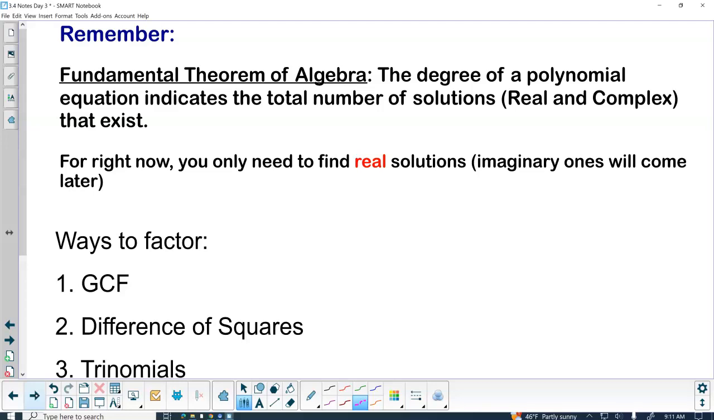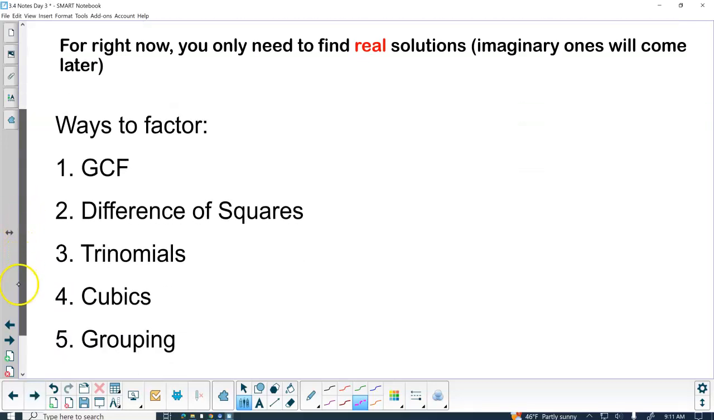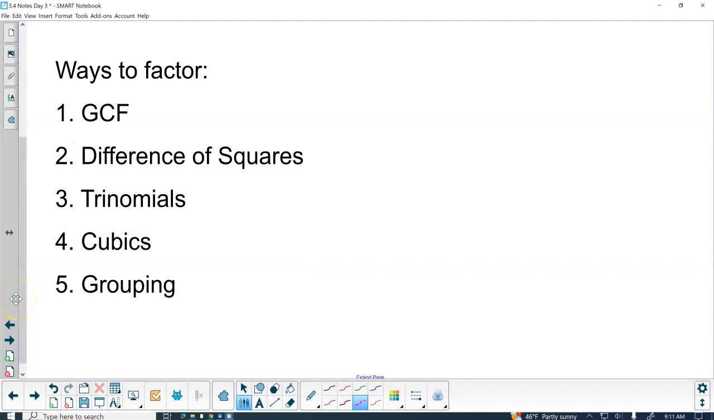Okay? And so we've got 5 different ways to factor right now. We should always GCF first. Then we look for difference of perfect squares. Then if it's a trinomial, we do the 2 parentheses. I call it the butt cheek method. Then we've got our cubic formulas.